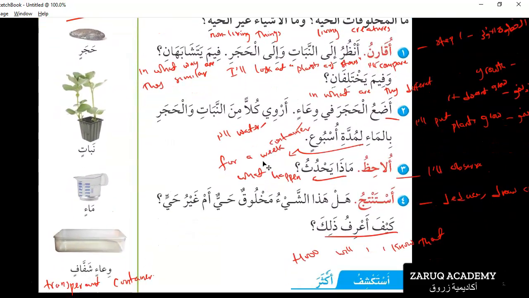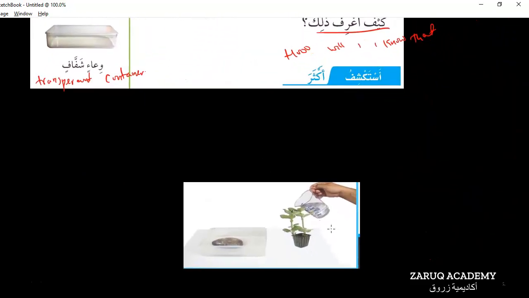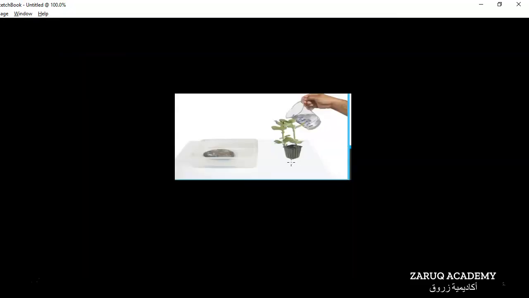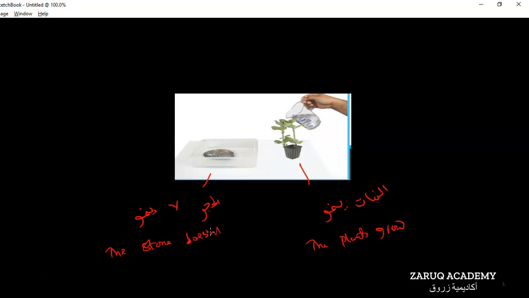And after doing it, this will be your result. As you can see, the nabat will grow, which means nabat ينمو والحجر لا ينمو. So here we have nabat ينمو, and here we have الحجر لا ينمو. So النبات ينمو means the plants grow, لكن الحجر, but the stone doesn't.